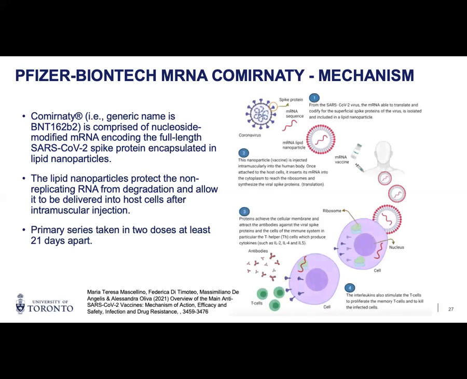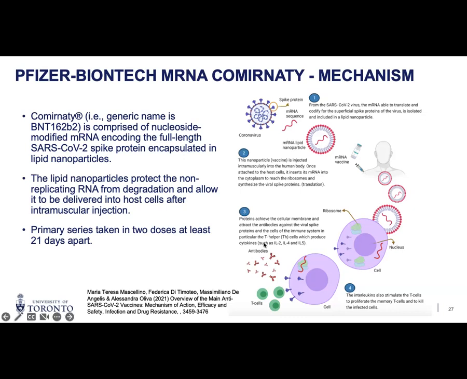So here's the mechanism for how Comirnaty vaccine works. So first, from the SARS-CoV-2 virus, the mRNA, including the spike protein of the virus, is isolated and included in a lipid nanoparticle like this. The lipid nanoparticle is injected intramuscularly into the human body, and once attached to the host cells, it inserts mRNA into the cytoplasm, and particularly not in the nucleus, in such a way as to reach the ribosomes and use them for synthesizing the viral spike proteins. This process is called translation.